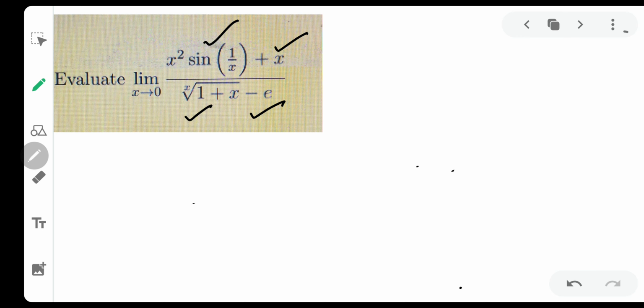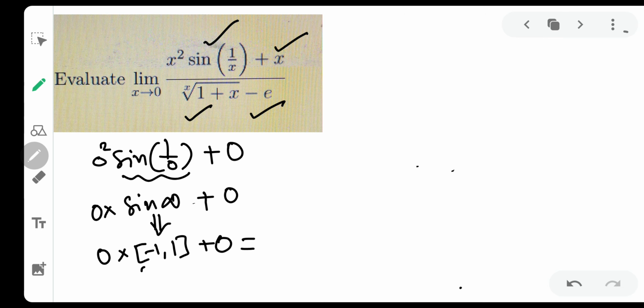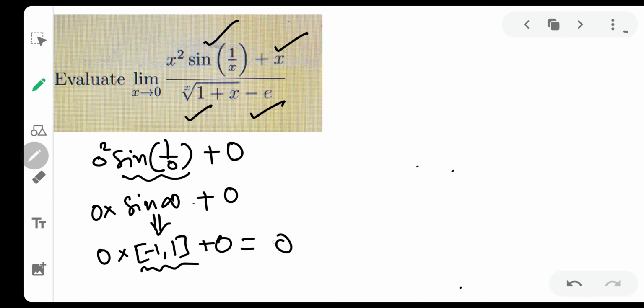Okay, so first of all, let us understand the pattern. Now if you substitute x as 0 in the numerator, you will have sin(1/0) times 0 plus 0. Now sin(1/0) will be sin of infinity, and 0 into sin of infinity plus 0. Now sin of infinity is a finite number because that will be lying between minus 1 to 1, and then that will be multiplied with 0. Now any number between minus 1 to 1 multiplied with 0 gives a 0, and 0 plus 0 is 0. So your numerator is 0.